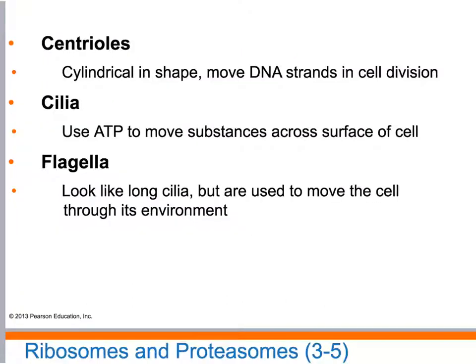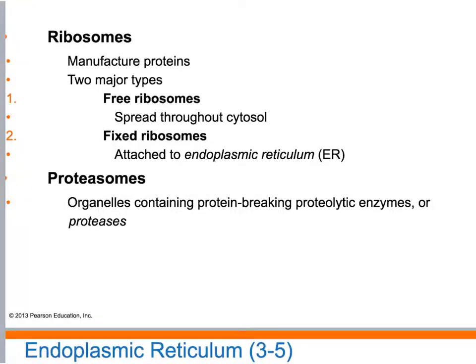importance. The last non-membranous organelles include the centrioles, which move the DNA strands in cell division; the cilia, which move substances across the surface of the cell; and the flagella, which look like a long cilia but are used to move the cell through its environment. The ribosomes have two major types, free ribosomes and fixed ribosomes. The ribosomes manufacture protein. The free ribosomes are spread throughout the cytosol, and the fixed ribosomes are attached to the ER. The proteasomes are organelles that contain protein-breaking proteolytic enzymes, or proteases.